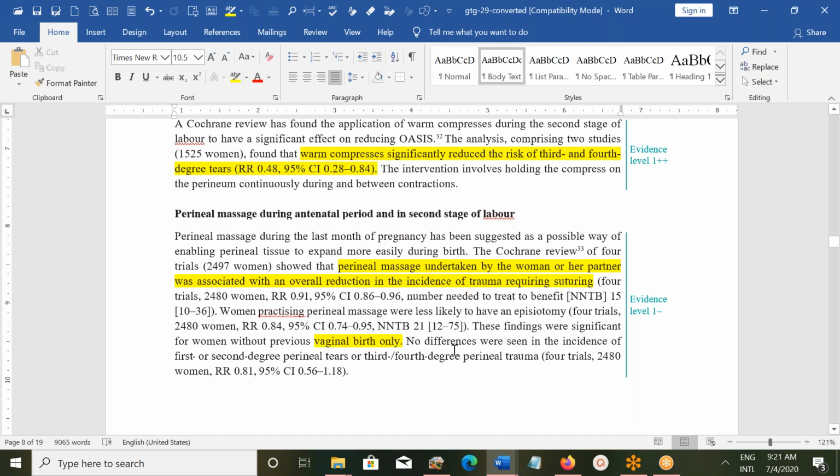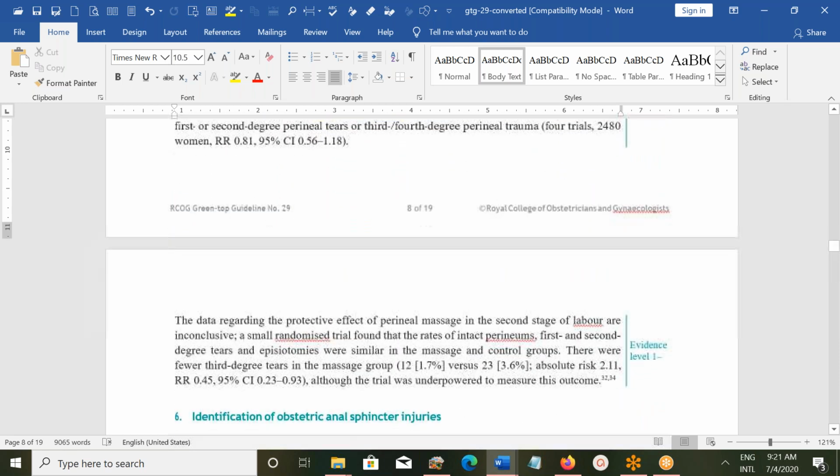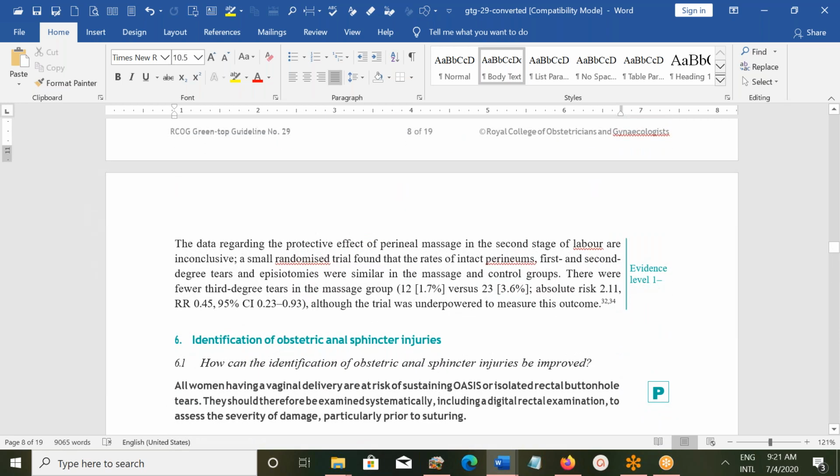So then you know why this Cochrane review is important, because it will give you an impartial view. So that is the reason. No differences were seen in the incidence of first or second degree perineal tears or third or fourth degree perineal trauma. They carried out this study on many women. Okay. Then on the basis of this information, the data showed that the effect of perineal massage in the second stage of labor is inconclusive.